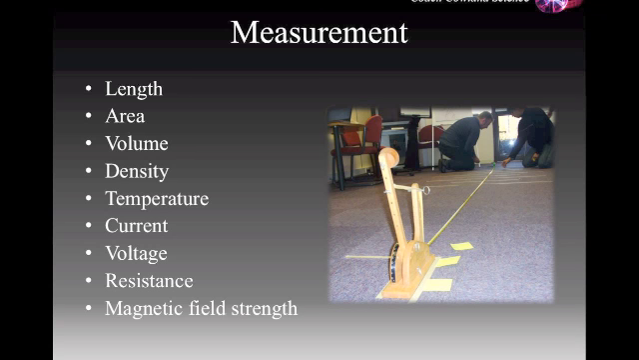Measurement. In physics, we measure a number of different variables. We measure things like length, area, volume, etc. As you can see, these are just some of the measurements that we make in physics, but there may well be others. Being able to measure carefully, accurately, repeatedly, and precisely are all important skills.